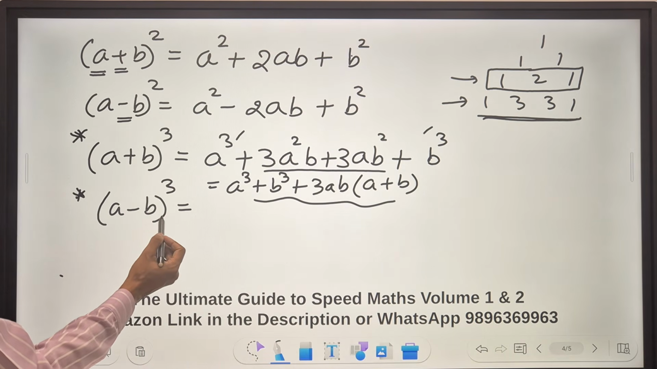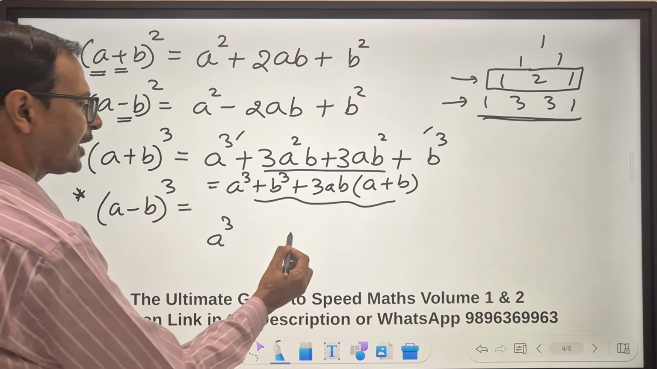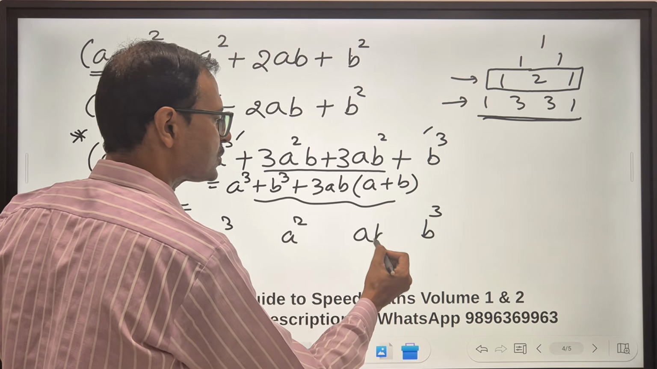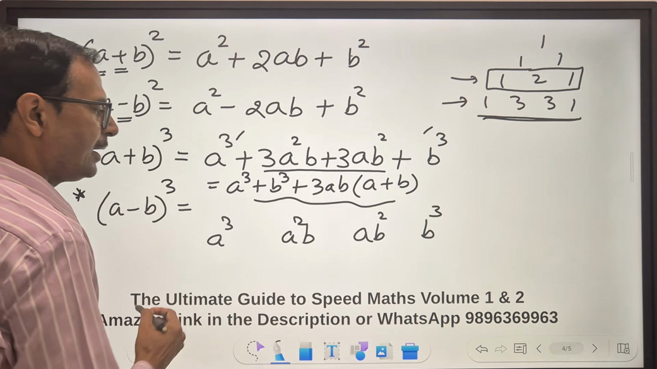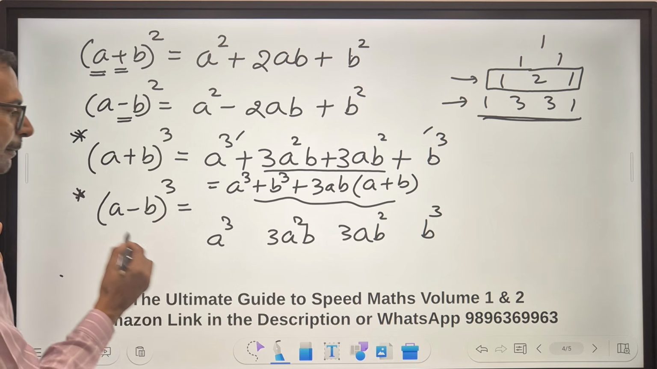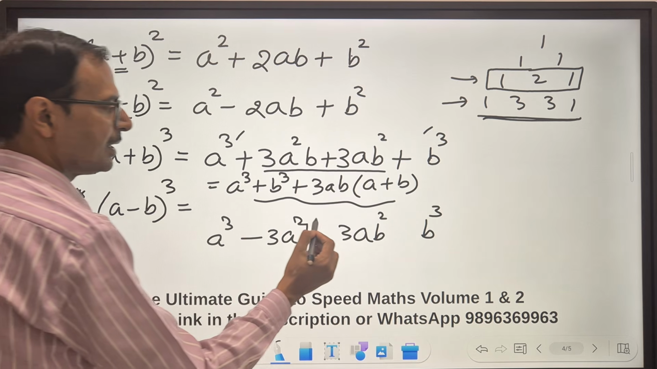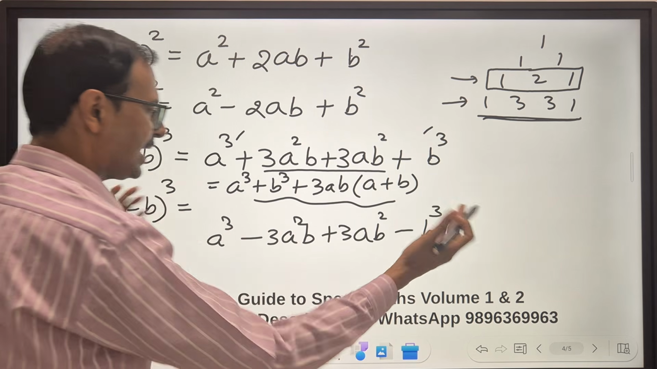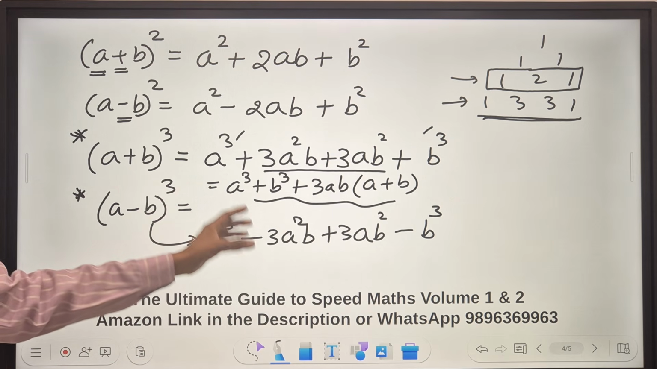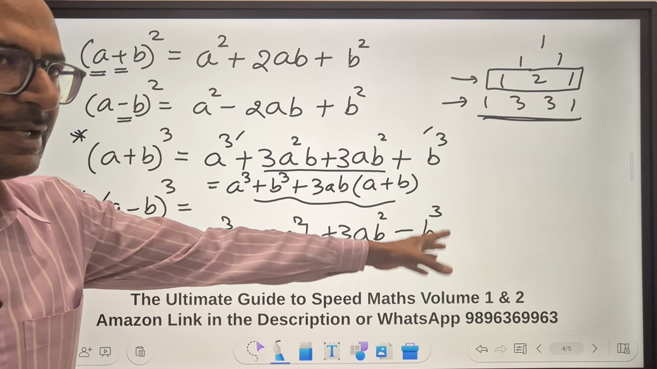Likewise, a minus b whole cube. Start with a cube, a square, a and no a, b cube, b square, b and no b, 1, 3, 3, 1 from the Pascal's triangle, and then plus, minus, plus, minus. That's it. You get the identity. A minus b whole cube is a cube minus 3a square b plus 3ab square minus b cube.